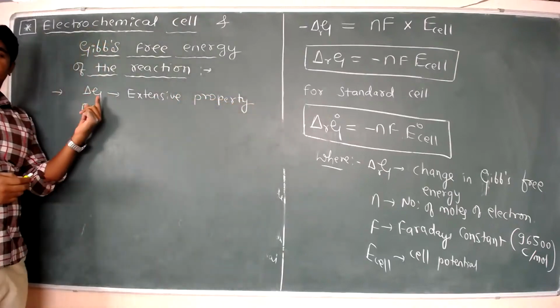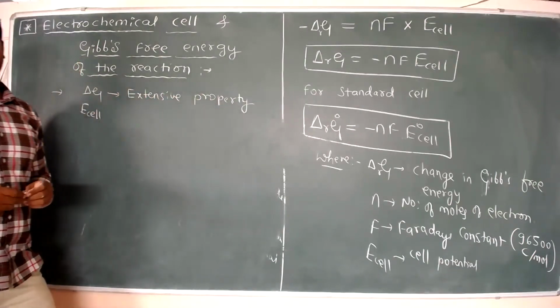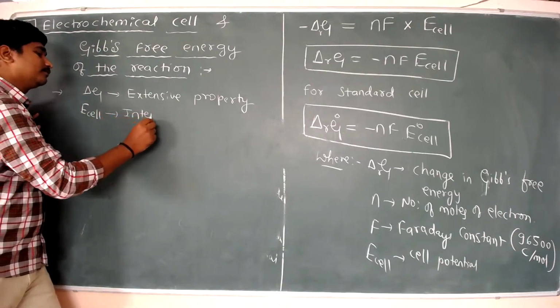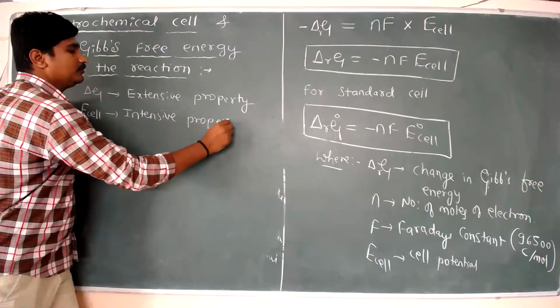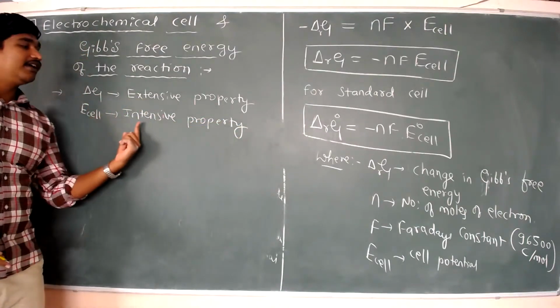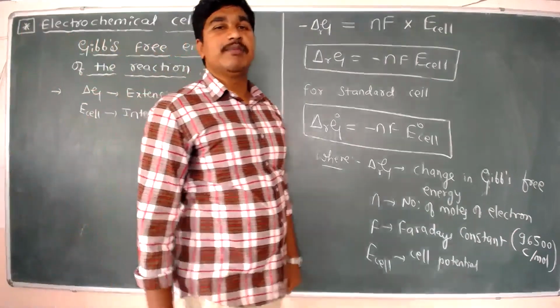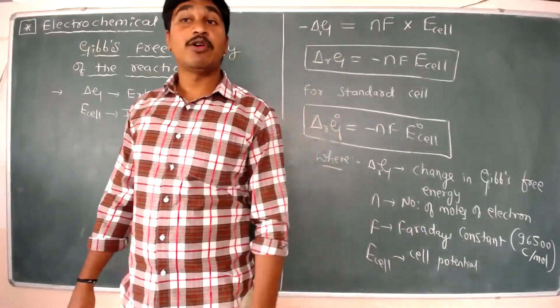Delta G means change in Gibbs energy. It is an extensive property. E cell is an intensive property. Here delta G is an extensive property, and E cell is an intensive property. What is meant by extensive property? What is meant by intensive property? We have already studied this in the first PUC in the thermodynamics chapter.